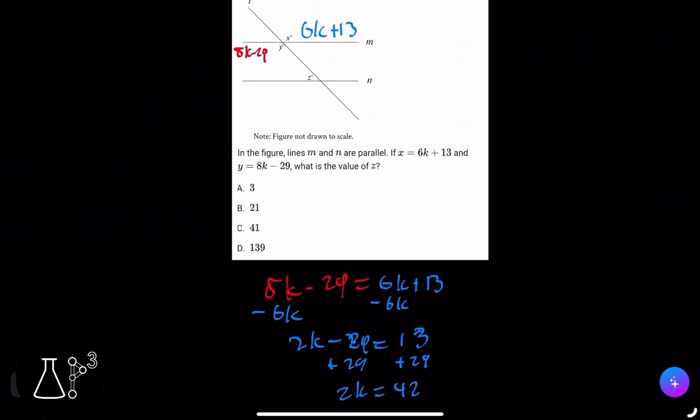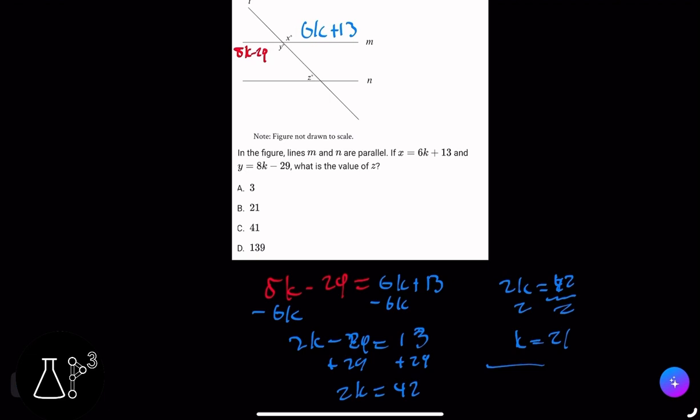If I subtract 2 on both sides, and divide 42 by 2 on both sides, I get K equals 21. So K equals 21. So what is the value of Z? Now what I have to do is plug in 21 for Y or X to figure out the whole angle measure.